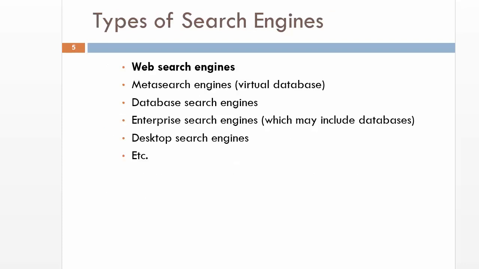It's not always on the internet. When we're looking at the web, the type of search engine that we most often think of is a web search engine such as Google or Bing. There are meta searches, which are search engines that crawl other search engines, so it's a virtual database that pulls from multiple search engines. Database search engines would specifically search in databases. Enterprise search engines are usually looking at the resources that belong to a specific entity, thus the term enterprise. Desktop search engines search your machine, etc.